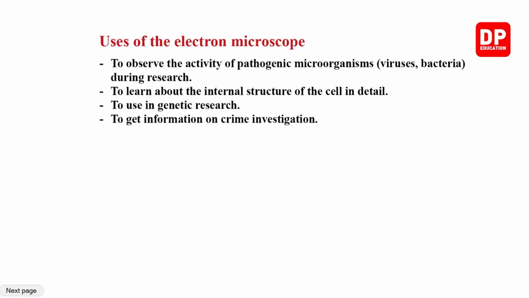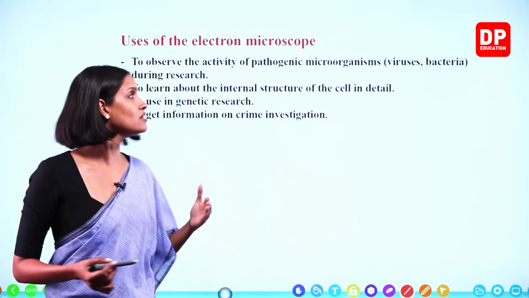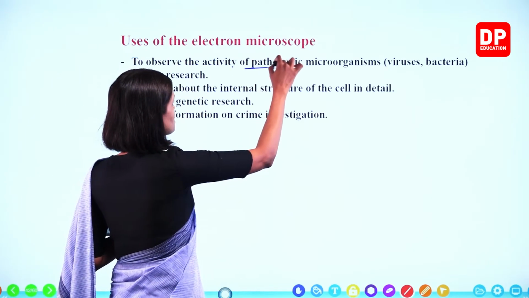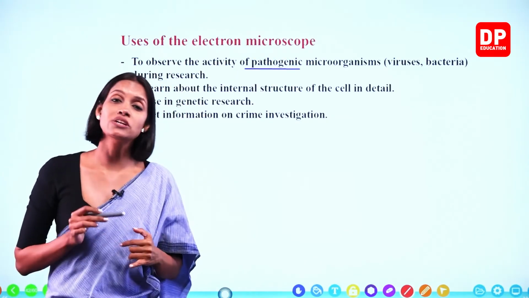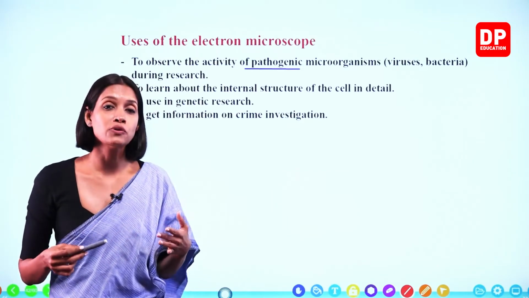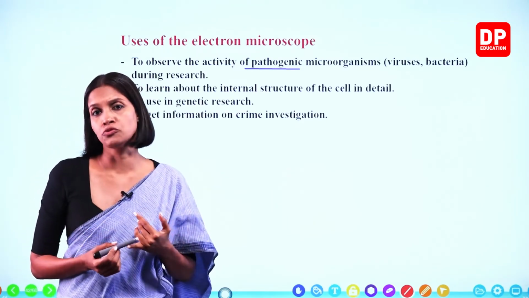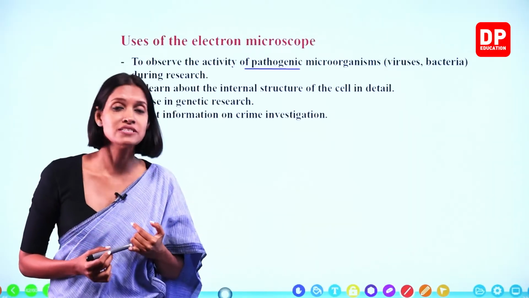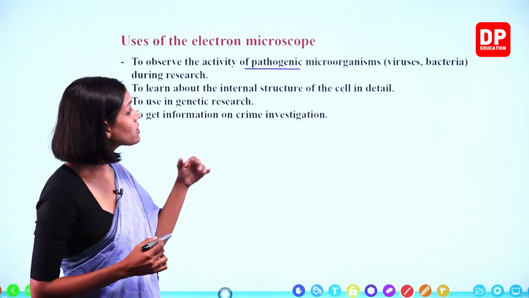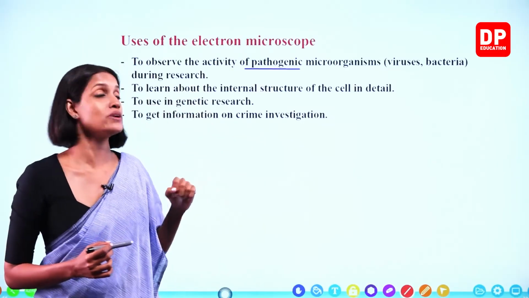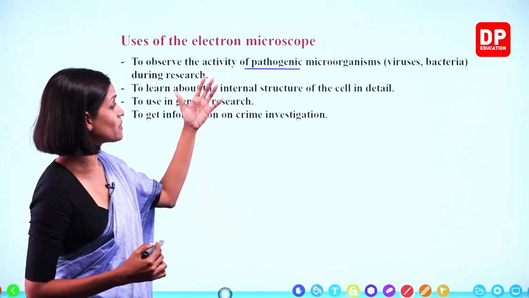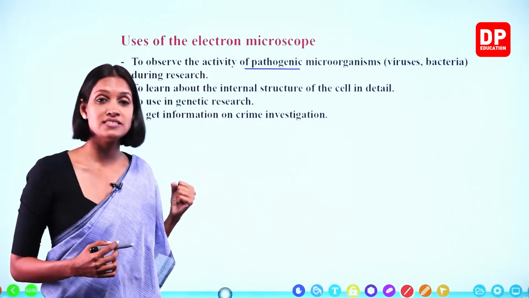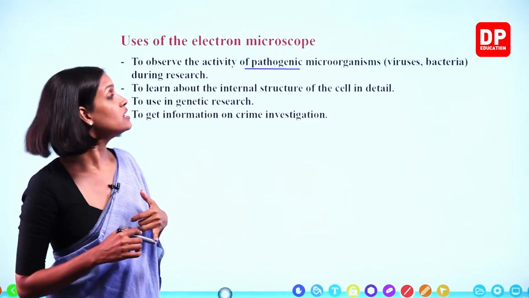So most of the time, it is used to observe the activity of pathogenic microorganisms. What is the meaning of pathogenic microorganisms, children? Pathogens means the microorganisms that cause diseases. Now in grade 6 you learned that microorganisms are not always harmful. There are many uses of the microorganisms as well. So the microorganisms that cause diseases are known as pathogenic microorganisms. Most of the time, viruses, bacteria, fungus, they cause us diseases, even unicellular organisms. Right, children?